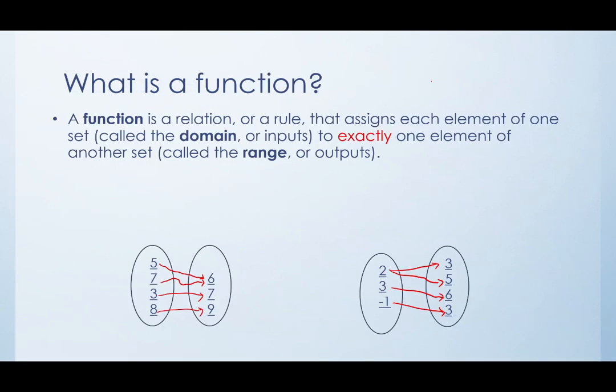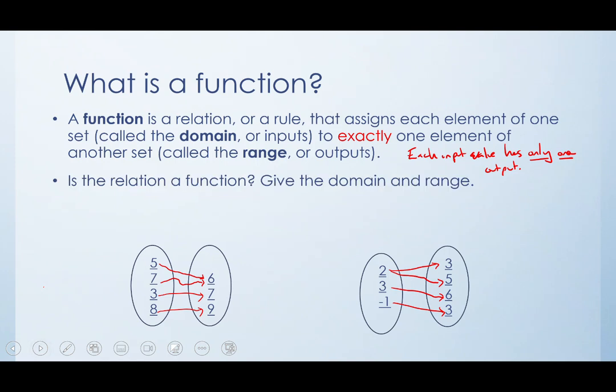So a function is just a relation, otherwise known as a rule, that assigns each element of one set, which we're going to call the domain or the inputs, to exactly one element of another set, which we're going to call the range or the outputs. So each value of the input has only one output. Okay, so let's write that also. Each input value has only one output. Okay.